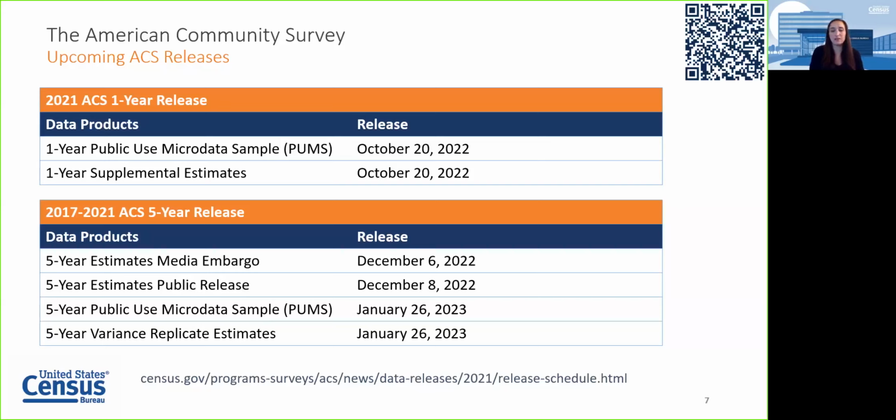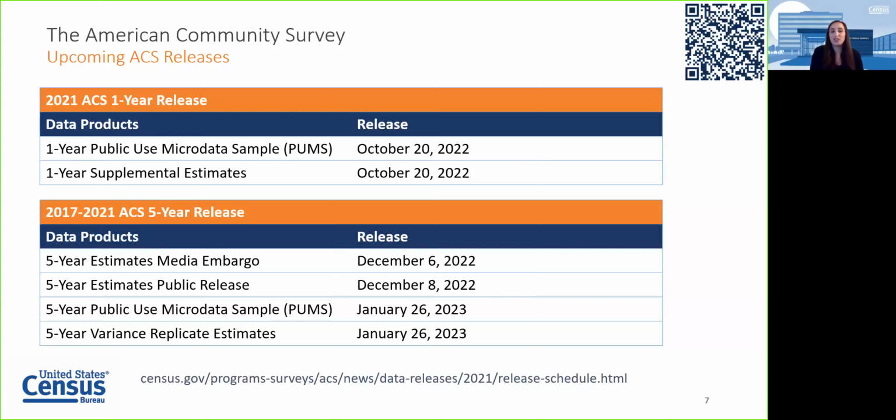Now, for our 5-year release on December 6th, the 5-year estimates will be embargoed to the media on December 6th, with a public release to follow on December 8th. These data will cover the time period of 2017 to 2021, making up the 5-year estimates. These estimates will cover all geographic areas regardless of population size, down to the block group level. Also, be aware that we will conduct a 5-year pre-release webinar before these data are released.